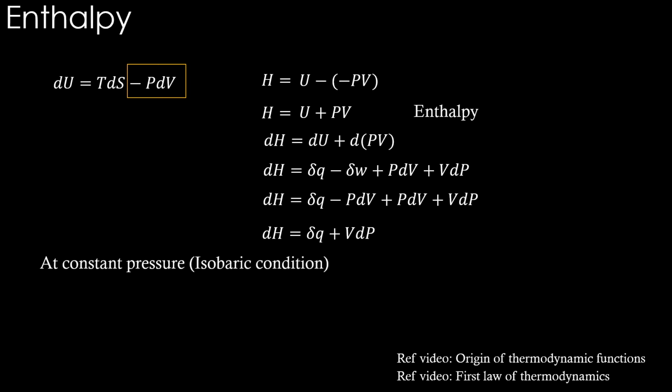It is also called isobaric condition. The VdP term disappears and dH becomes equal to δQ. This gives a very intuitive meaning to what is enthalpy change. It is the amount of heat exchanged in a process when the pressure is not disturbed. That is one of the important meanings of enthalpy.